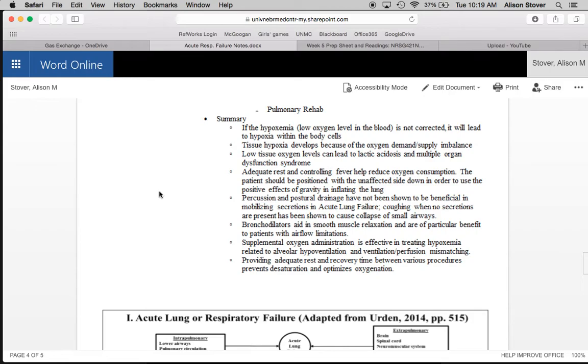Oh yeah, pulmonary rehab. Patient will be in cardiopulmonary rehab. Once they are discharged, they'll be on a workout plan.